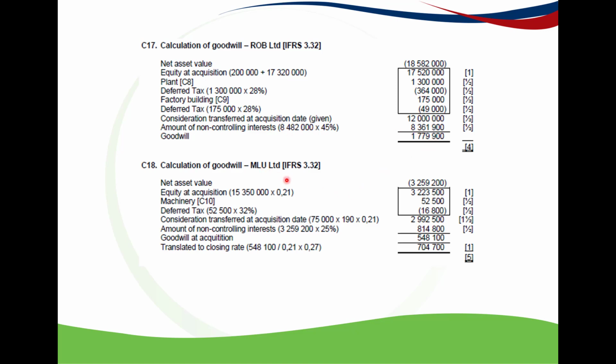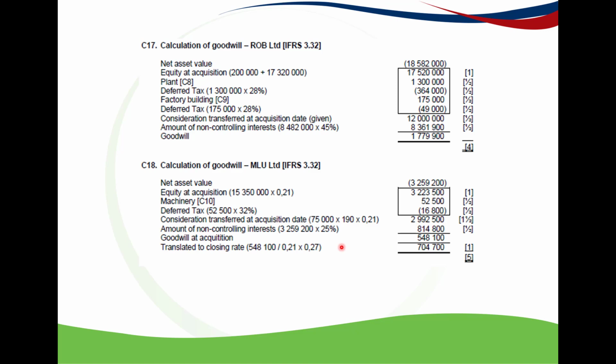And then lastly, for our foreign operation, there's the equity in the foreign currency using the at acquisition exchange rate. There was our machinery, fair value adjustment at acquisition using the foreign operation's tax rate. Our consideration paid, NCI is at proportionate share. There's our goodwill at acquisition date.